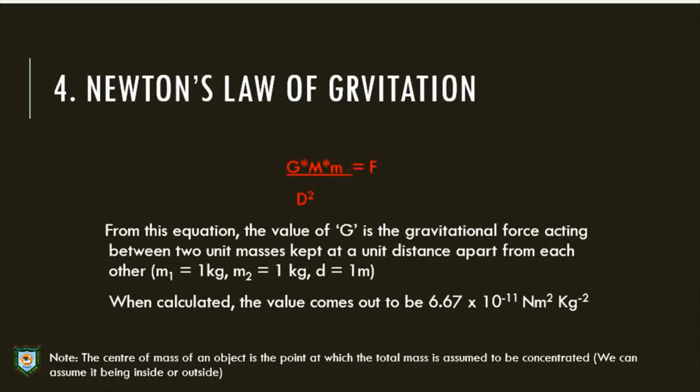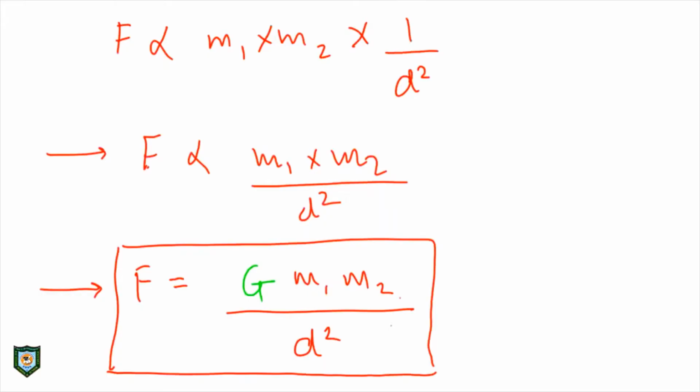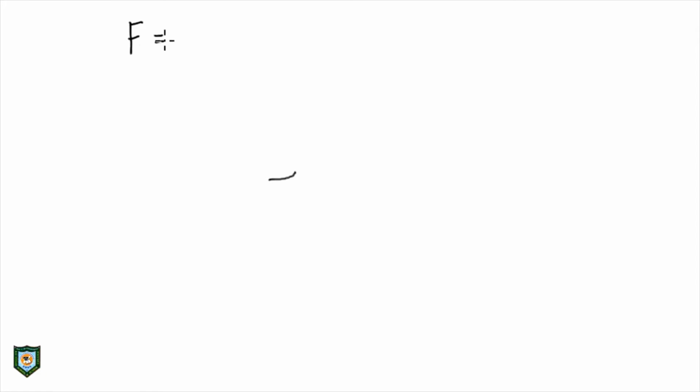Now the capital G has some value assigned to it. How we assign that value is what we are going to see now. So we know that F is equal to capital G m1 m2 divided by d square. In order to find the value of capital G, what scientists have done is they have chosen ideal values.